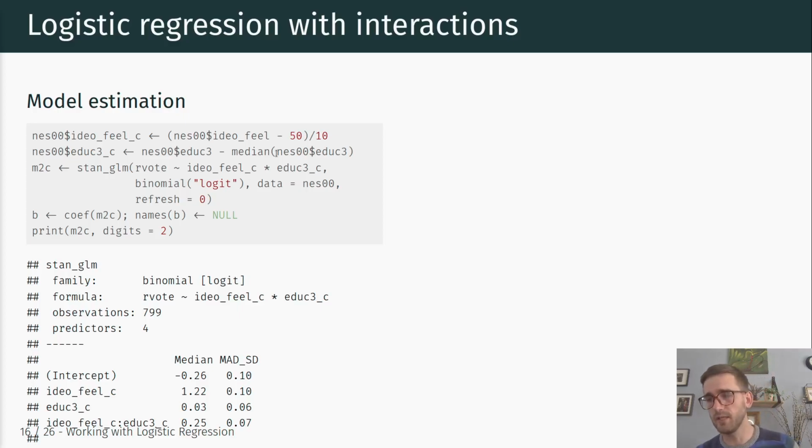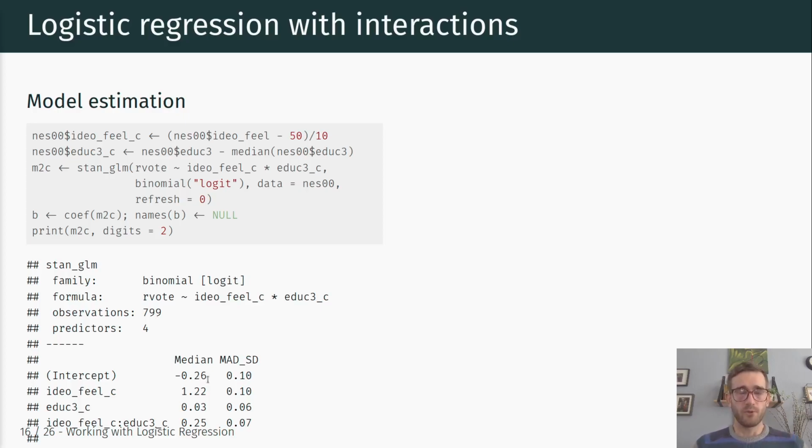Okay. In order to run this logistic regression in R, we just adjust our formula. We include this interaction term between the centered feeling thermometer and centered education. Again, we're going to save our coefficients in a vector. I'm just doing this to simplify the output in this markdown presentation. And then we're looking directly at the coefficients.